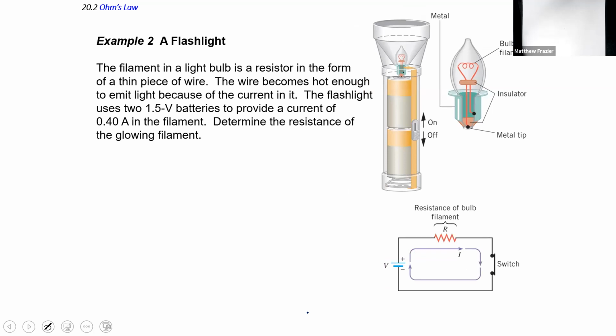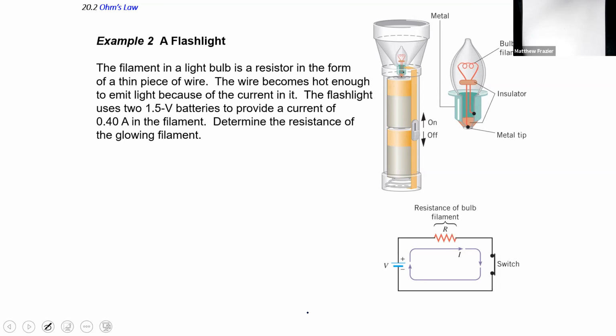Example problem, we have a flashlight. These still exist, obviously, but one, everyone uses their phone if they need a flashlight, and two, a lot of people now have purpose-built flashlights that are rechargeable or whatnot. This is the old style. You put 2 batteries in it with a bulb. And the task is to find the resistance of the bulb, if we use 2 1.5 volt batteries and it delivers 0.4 amps.